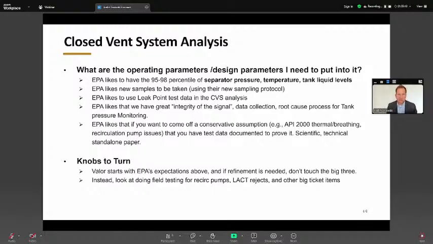Everyone can go out and build a huge vent system, but it costs money and doesn't yield a return. So we want to make sure that we're balancing that optimization of operability, economics, and regulatory compliance.